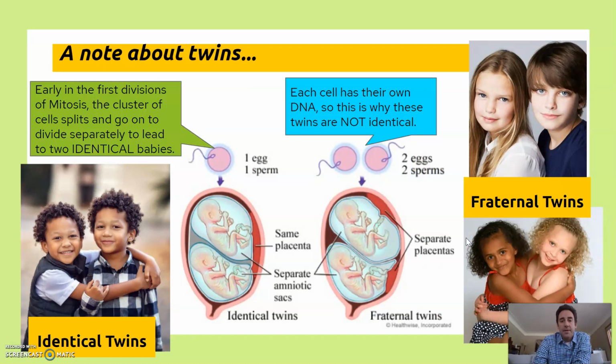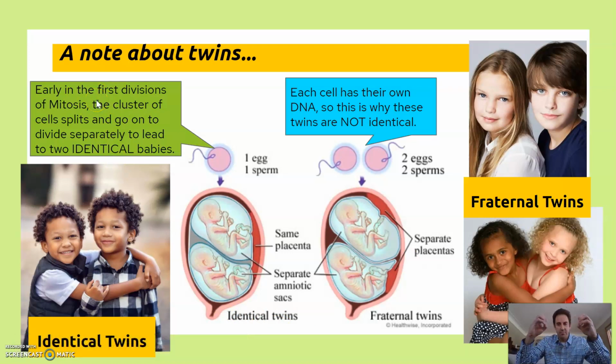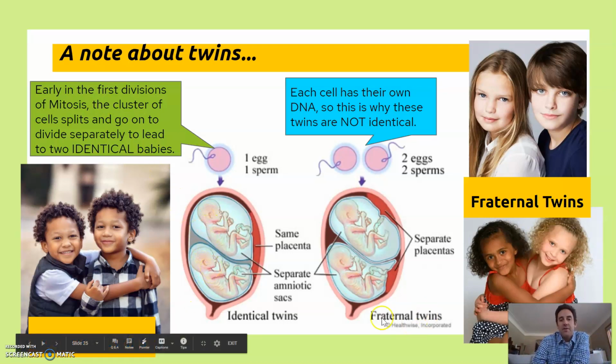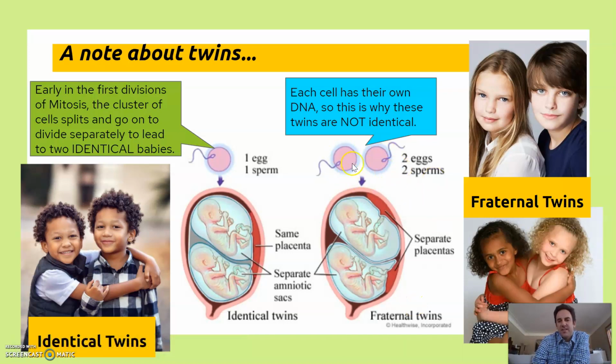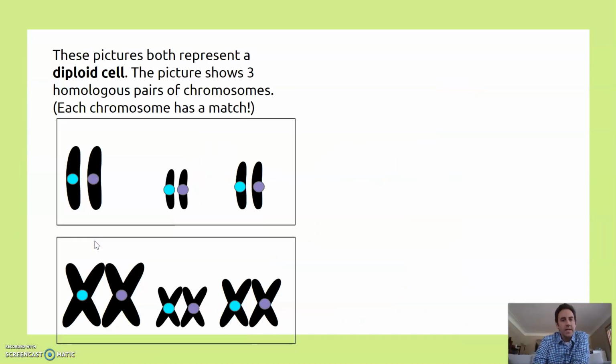Okay. Interesting little point about twins. For identical twins, what happens is in those first divisions of mitosis, the embryo actually splits apart, and then each half becomes a new baby, and they're identical. But in fraternal twins, for reasons no one fully understands, 2 eggs are released by the mother at the same time. Both are fertilized, and then you have genetically different babies. And that's why with fraternal twins you might have a male and female, but with identical twins, they're always going to be the same sex.